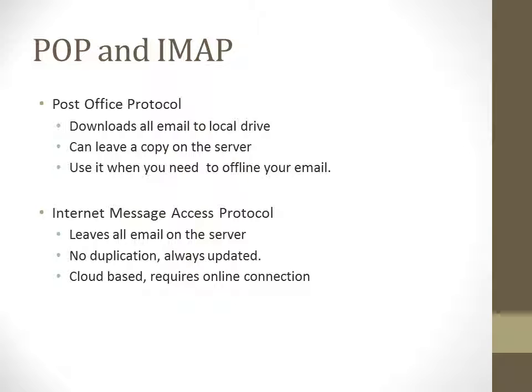Two other types of email systems that are out there are POP and IMAP. So POP is the older one, stands for Post Office Protocol, and IMAP is the newer one, which stands for Internet Message Access Protocol. POP was invented in 1984, and it allowed you to download all your email from the local drive, therefore leaving empty space on the email server so new mail could arrive. You always had the opportunity of checking a box that said leave a copy on the server, but then you've got that issue of duplication. So this is the kind of thing you'll need to use if you really have to offline your email.